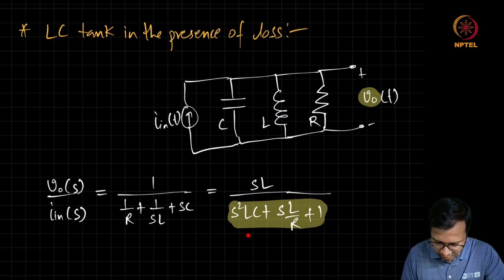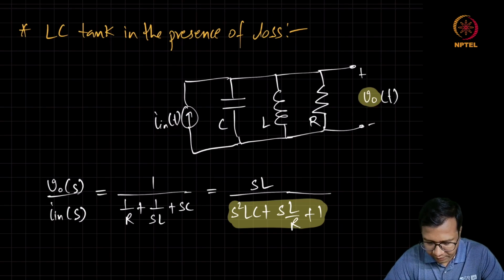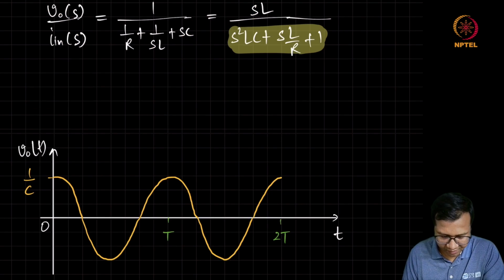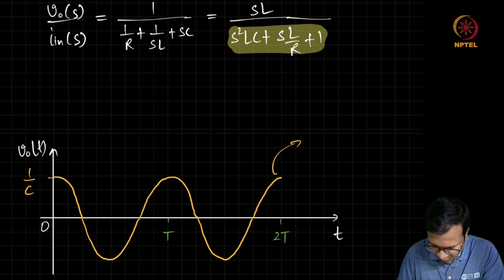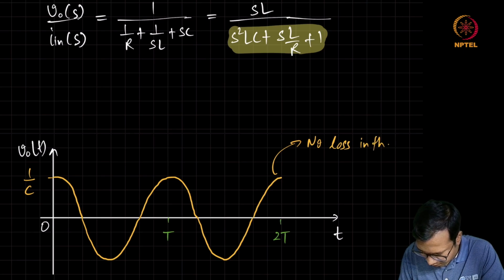Now we can plot the output voltage when an impulse current has been applied, just like the earlier scenario without any R. So this is the kind of output voltage we are going to get when there is no resistance, there is no loss. No loss in the tank.